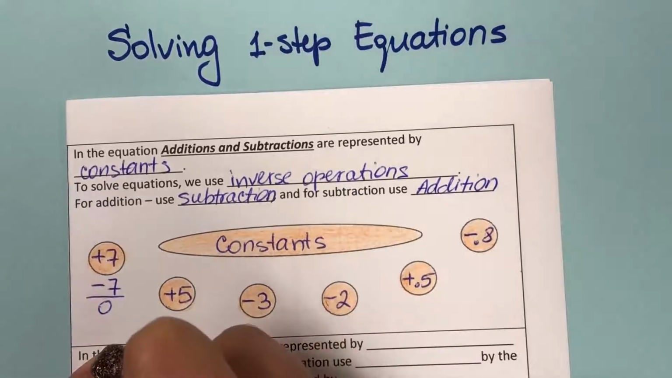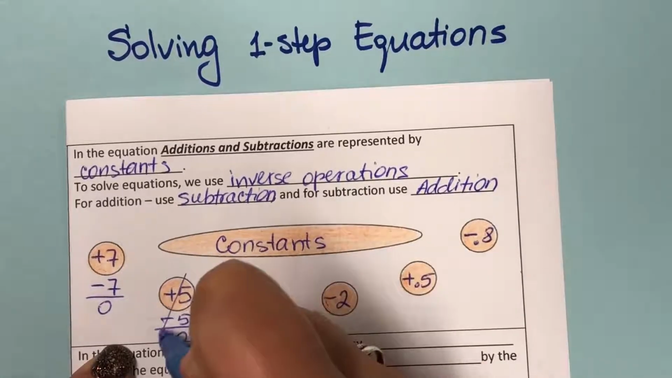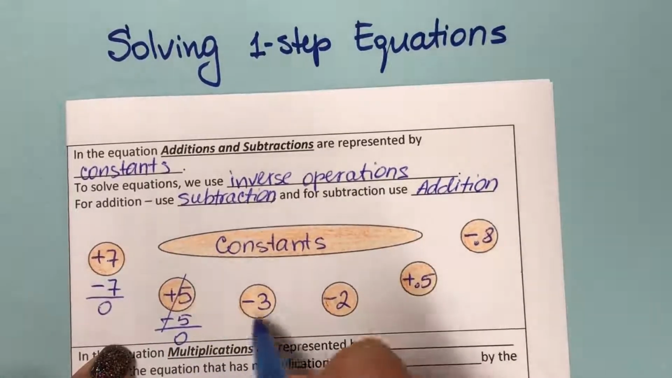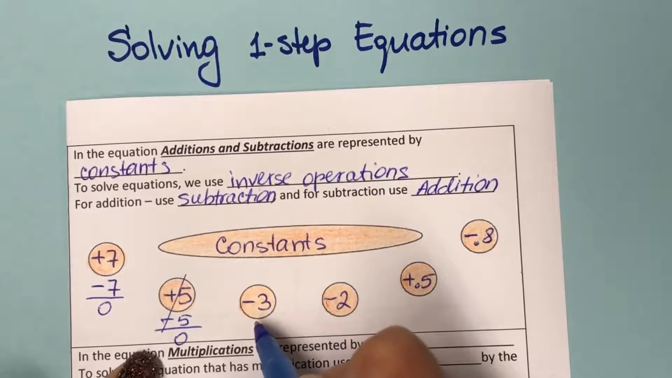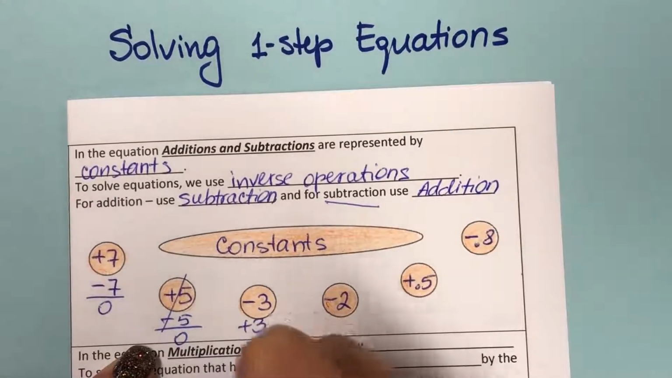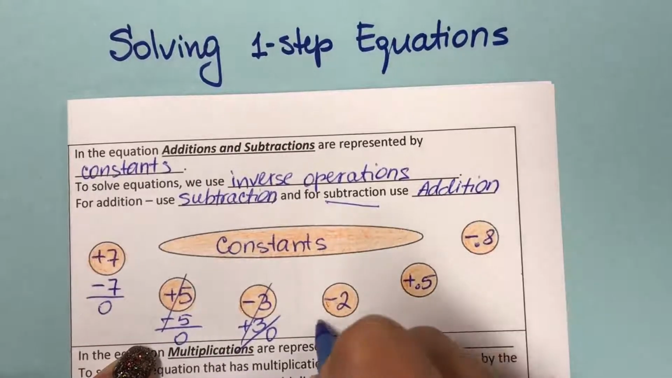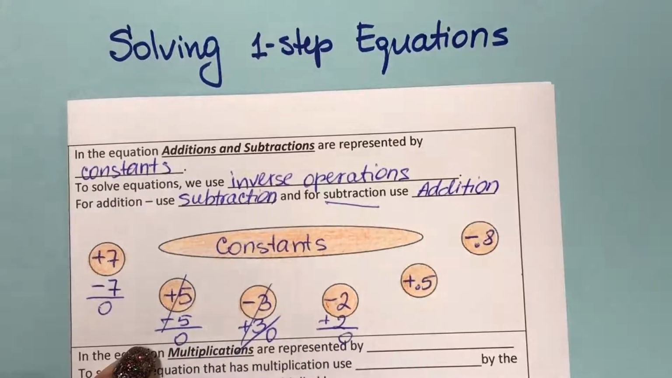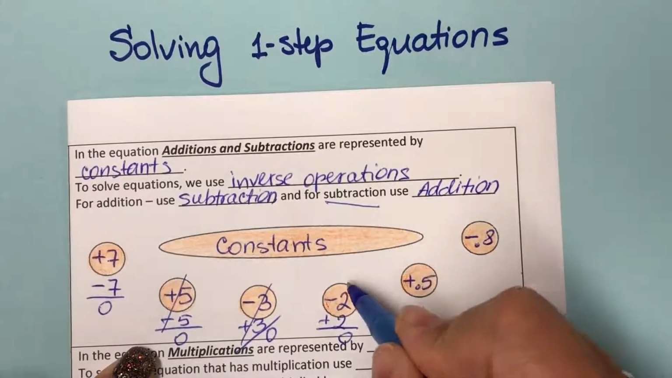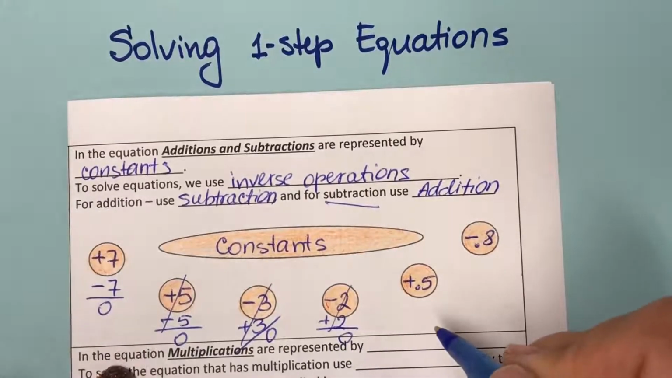Plus 5, inverse will be minus 5. 5 minus 5 will equal 0. They will cancel each other. They create a zero pair. Negative 3, I can't take away, otherwise negative 3 minus 3 will be negative 6. So I have to use the inverse operation. For subtraction, we're going to use addition. Plus 3, because negative 3 plus 3 will be that zero pair. Negative 2 plus 2 will create a zero pair, because negative and positive cancel each other. 2 minus 2, subtract, that will be a 0.